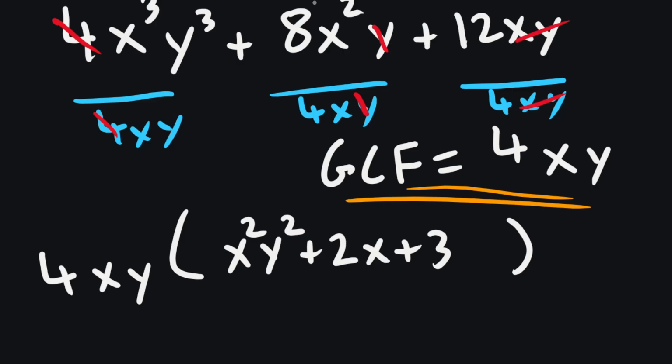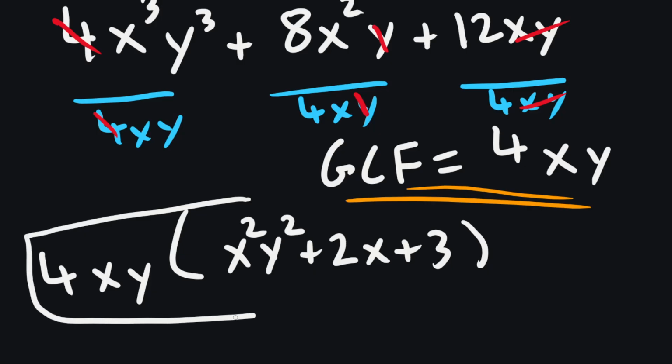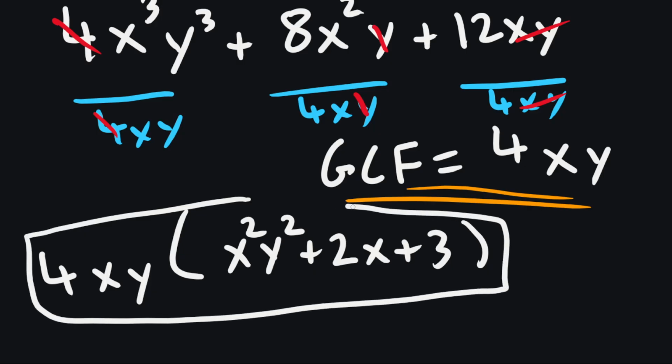Perfect, so let's just write this over here, in this parentheses. And we are left with this right here in its factored form. So that is how we factor the original polynomial that we started with.